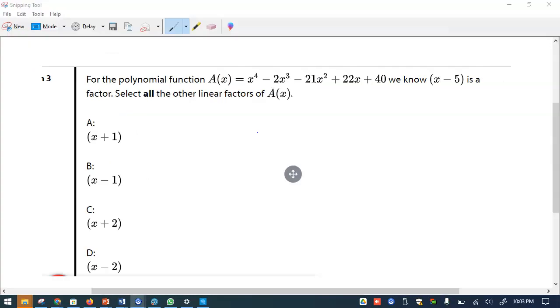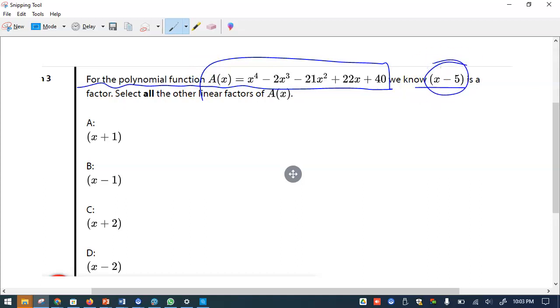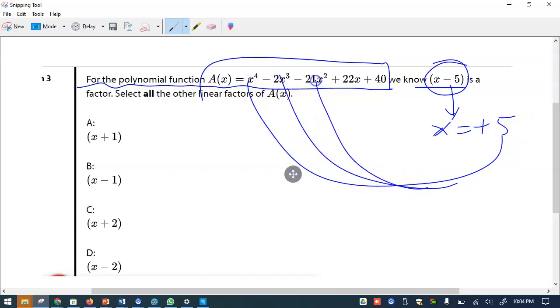So here is a question. Find the polynomial function. For this one, x minus 5, one of the factors, is already given. Remember, when you say x minus 5 is a factor, that means if you plug in the plus 5 right here, the answer has to be 0. All that means, remember, the degree is 4.